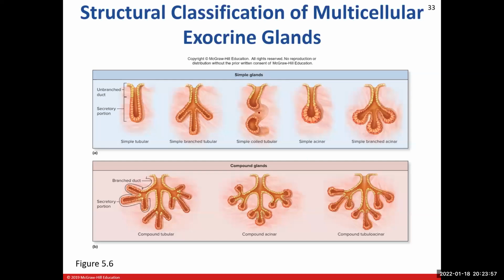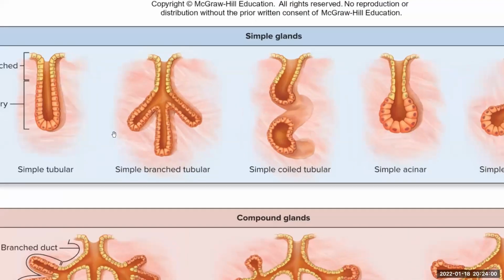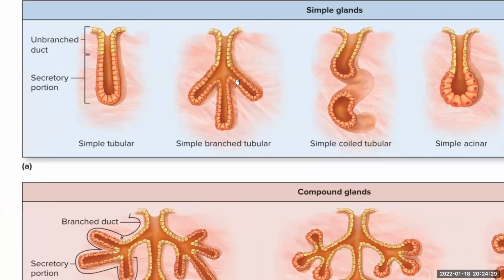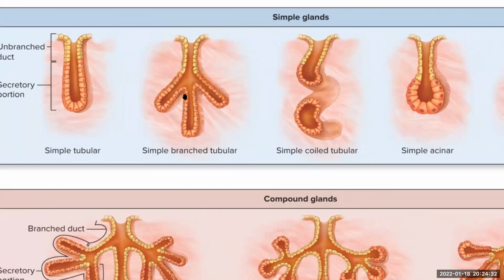All right. So if we look here, we break it down into our simple glands and our compound glands. Remember, if it's simple, we have one duct here. If it's compound, we'll have several ducts. So for example, our simple tubular, the duct portion and the secretory portion is pretty much all the same. The diameter is relatively the same between the part that makes the secretions and the part that transmits the secretions. And then you can have a simple branch, same thing, you just have a branching portion of the secretory portion.